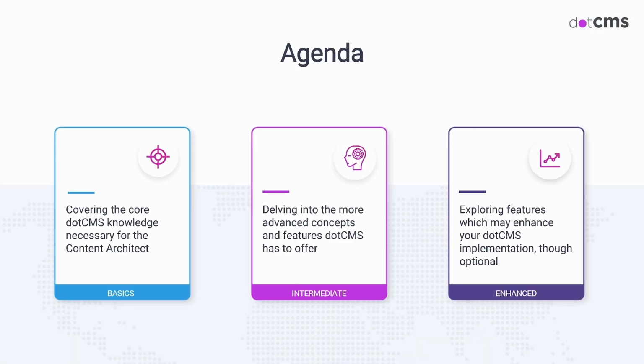Our agenda for this course is as follows. We'll start with a basics portion, covering the core .cms knowledge necessary for the content architect. Then we'll move into an intermediate portion, delving into the more advanced concepts and features .cms has to offer. Finally, we'll explore the enhanced portion, exploring features which may enhance your .cms implementation through optional features.